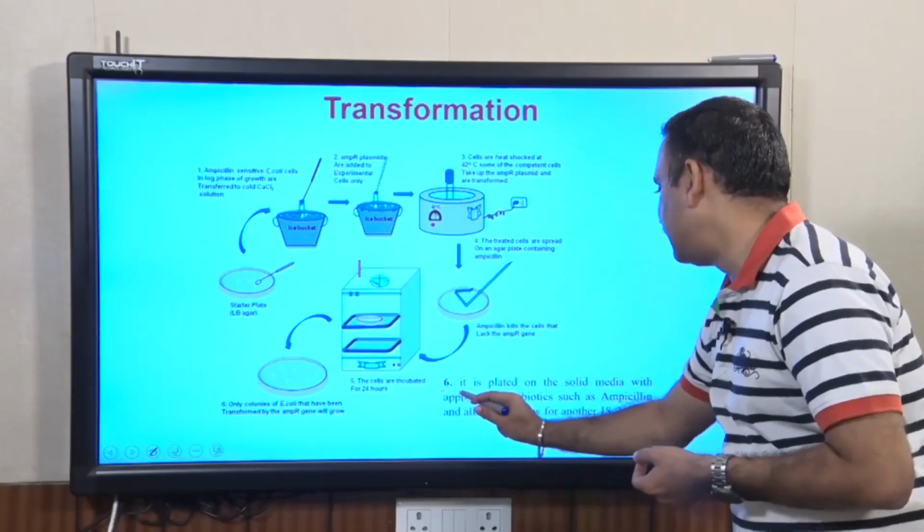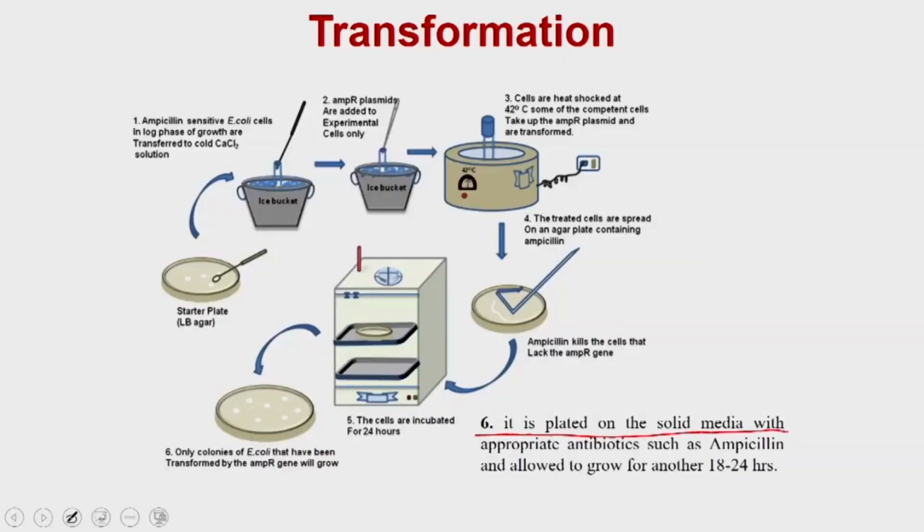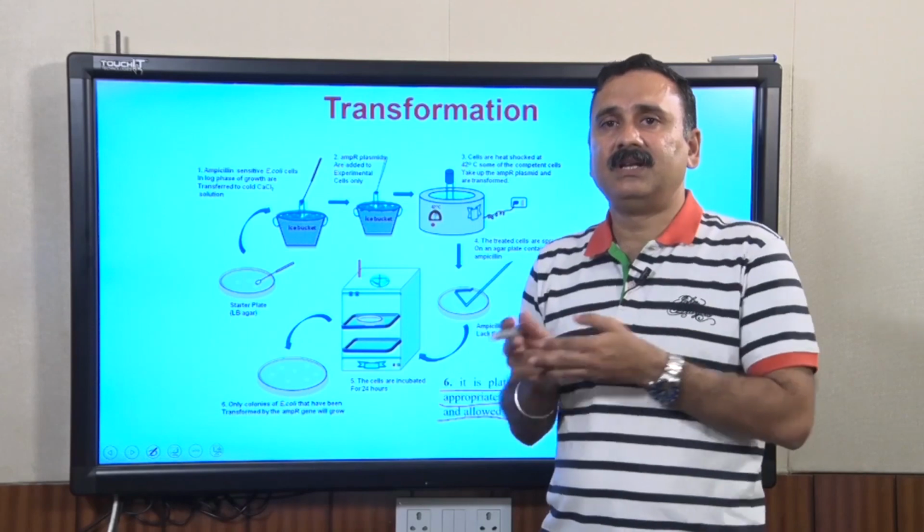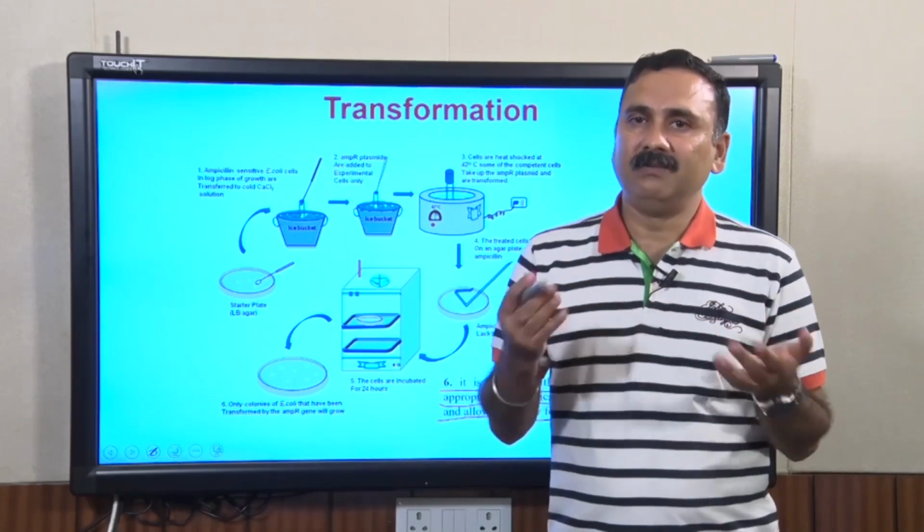So, in the last step, you plate the transformed cells onto solid media with the appropriate antibiotic, such as ampicillin in this case, and you allow them to grow for 18 to 24 hours. That is good enough for the bacteria to recover from the stresses and damages, and then it will start growing and give you colonies.